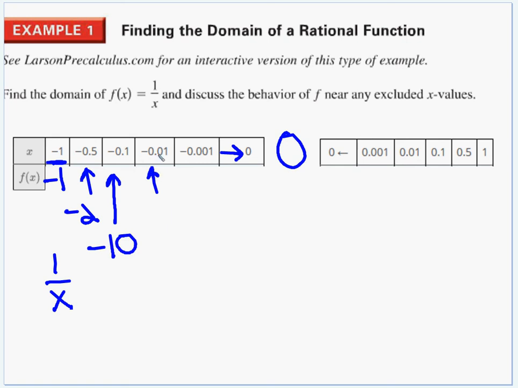Next up is negative 0.01. Well, we're dividing that into 1. Think $1. 0.01 is a penny. How many pennies are in a dollar? Well, there's 100 of them. And the negative is just going to make the whole value negative.